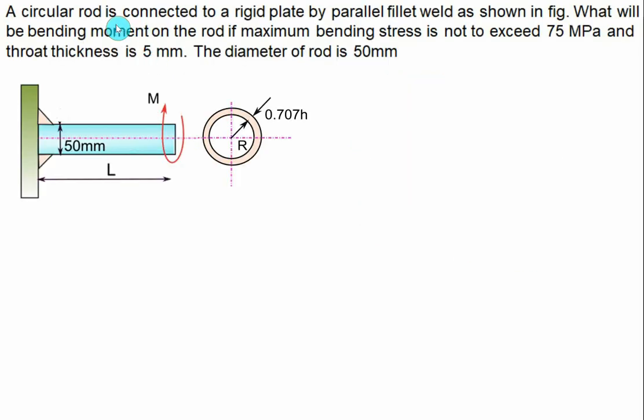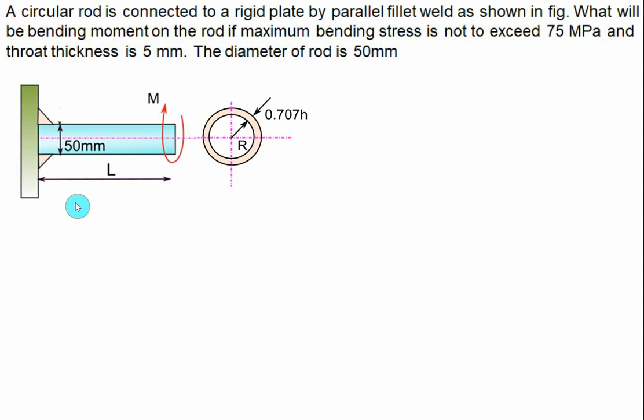A circular rod is connected to a rigid plate by a parallel fillet as shown in the figure. What will be the bending moment on the rod, that is the value of M you have to calculate, if the maximum bending stress, sigma b maximum, is equal to 75 and the throat thickness is given. Directly the value of t is given and the diameter of the rod is equal to 50 mm.